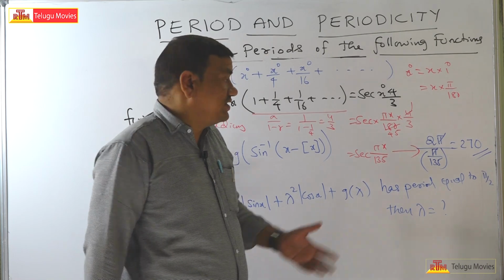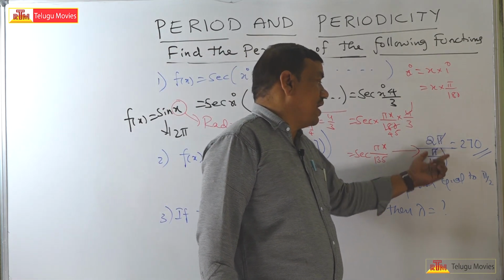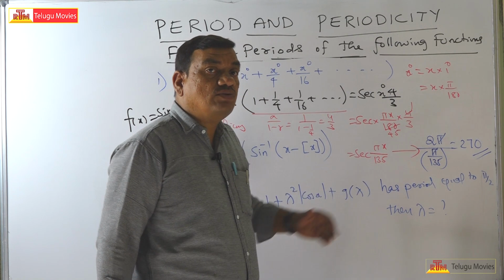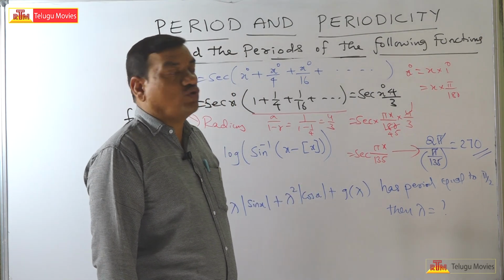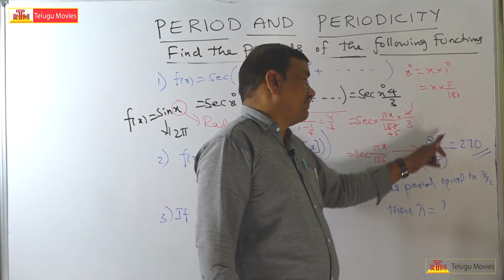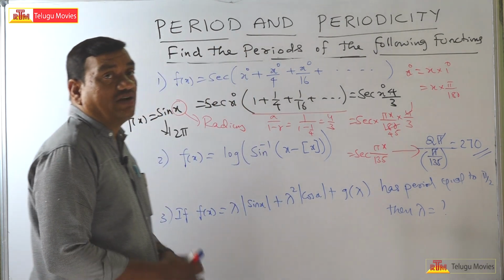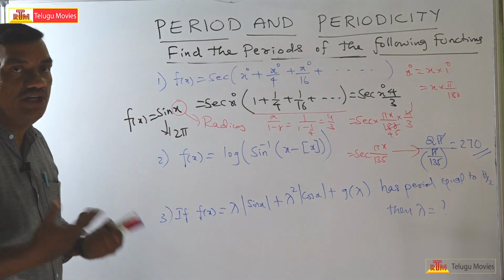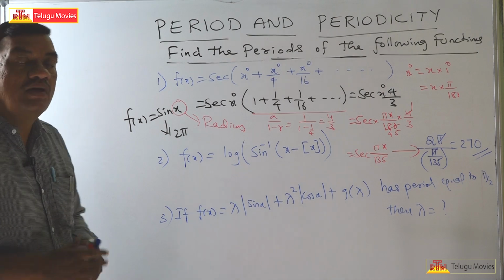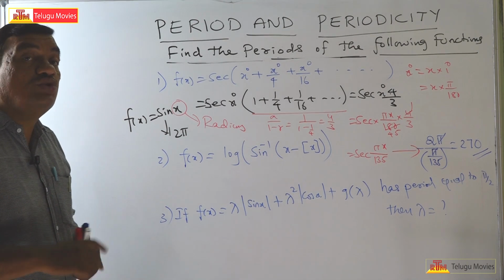What is the period of secant x? That is 2 pi divided by the x coefficient, whatever it may be. The x coefficient is pi by 135. Pi will get cancelled, giving 270. That's all. Don't try to put any degrees or anything. That is a real number. Period is always a positive real number.